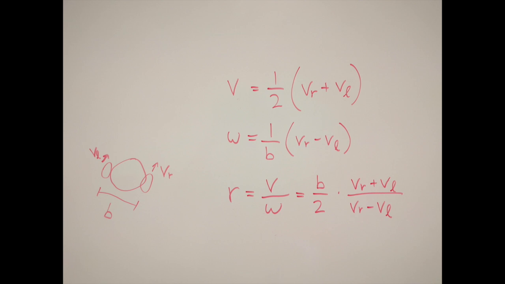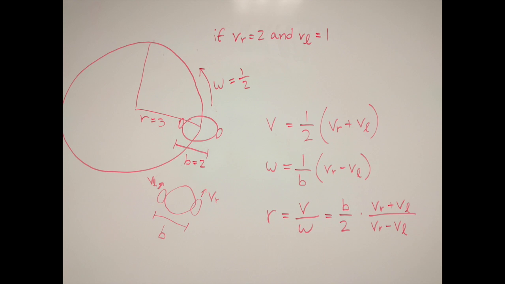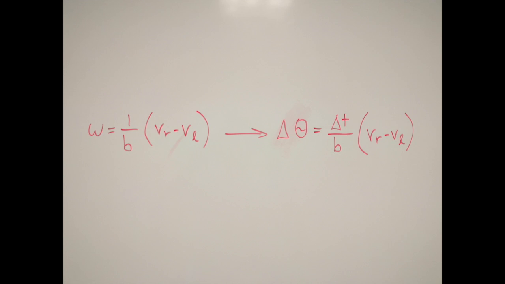Using the robot's base velocity and angular velocity, we can calculate r, which is the radius of the circle around which the robot is traveling. For example, if the robot's right wheel had a velocity of 2 and the robot's left wheel a velocity of 1, the robot would travel around a circle with radius 3. Using these equations, we can solve for the angle of the circle that the robot has traveled.